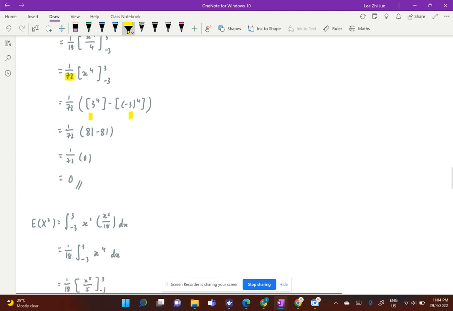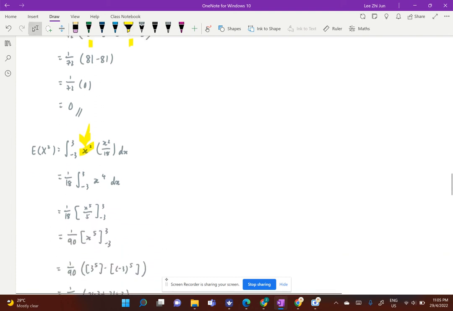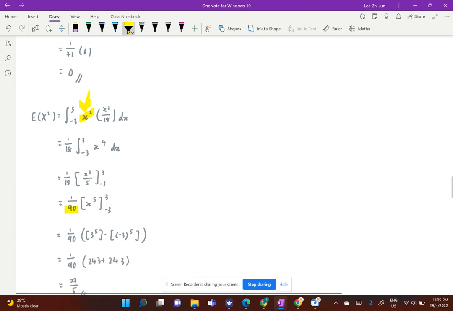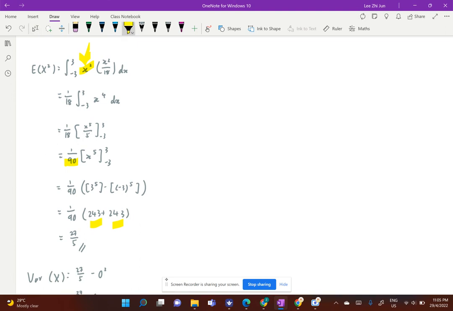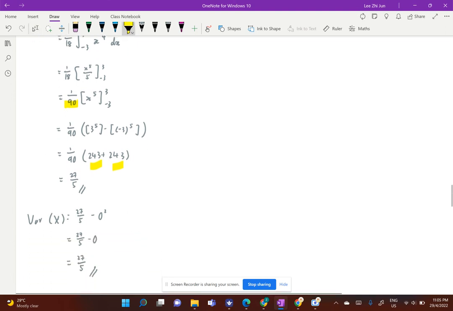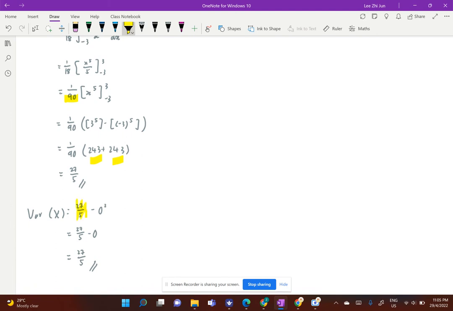For the variance, before that, I need to find the E(x squared). So I insert this x squared inside. So I get x power of 4, so x power of 5 divided by 5. 18 times 5 will be 90. So 3 power of 5 minus -3 power of 5. So 243 plus 243. So I will get 27 over 5. So var(x) will be E(x squared) minus mean square, which is 0. So just 27 over 5.